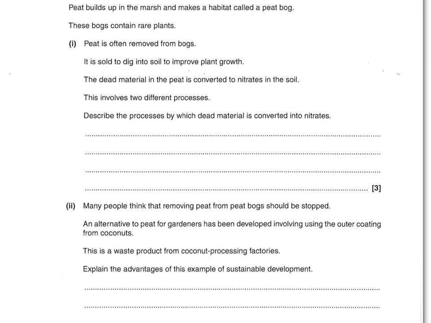So 3 marks here. First mark is for saying that the decomposing bacteria or fungi break down the dead material. Second mark for saying that releases ammonia or ammonium compounds. And then you can say that the ammonium or ammonium compounds are converted into nitrates by nitrifying bacteria. So nitrifying bacteria gets you a mark by itself. So there's actually 4 points there, and it's any 3 of those 4 points.